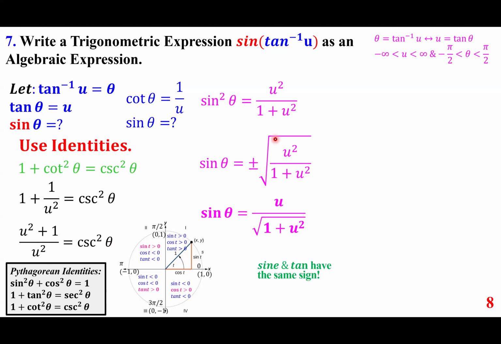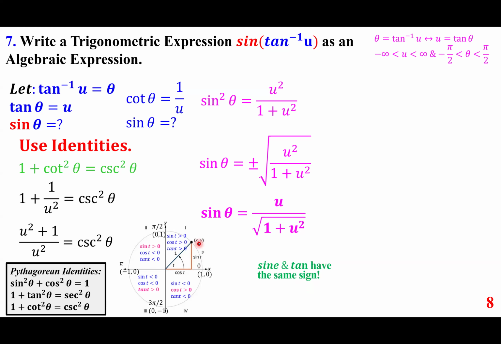The reason we do, because sine and tan have the same sign, because the limitation that we put on the inverse functions for sine and tangent are the same, with the difference that for tangent, the endpoints are not included. That's the only difference. But both of them give us the fourth quadrant and the first quadrant.